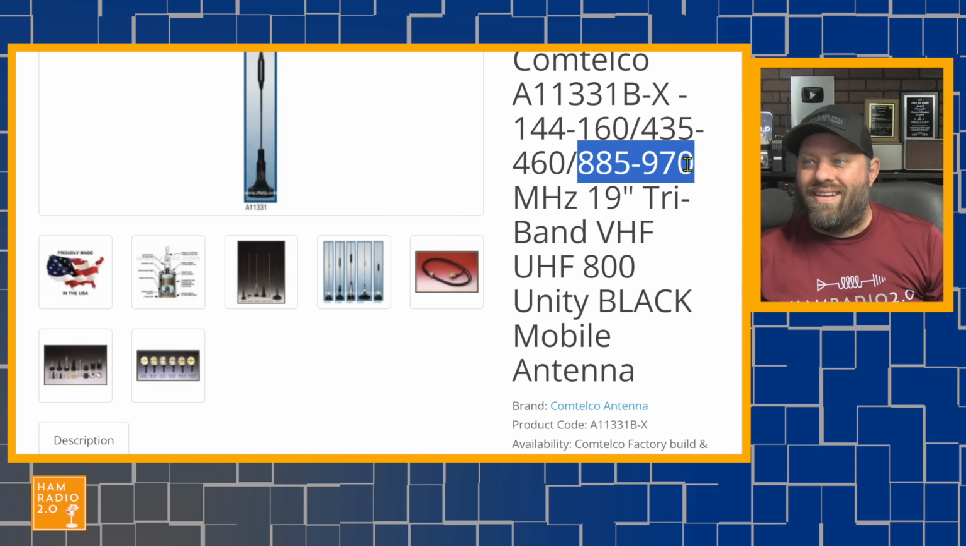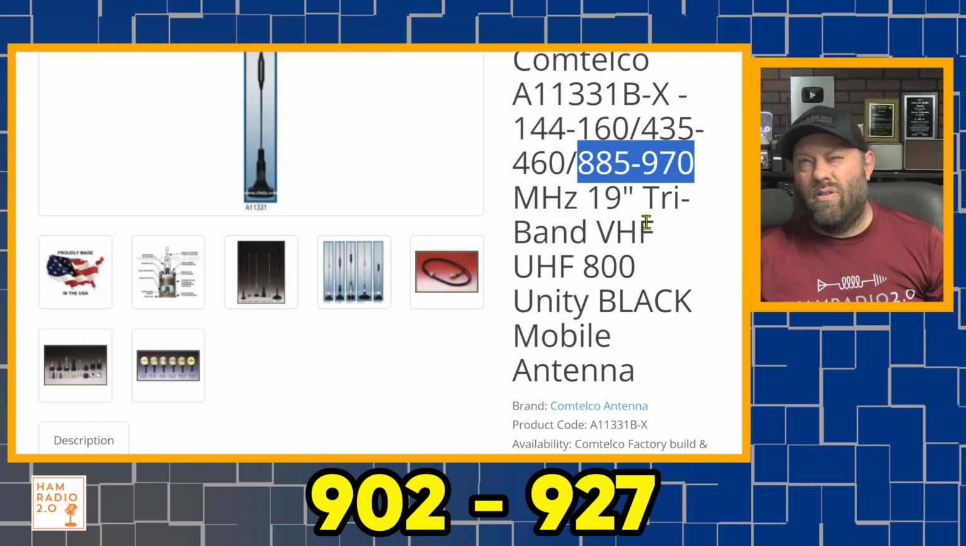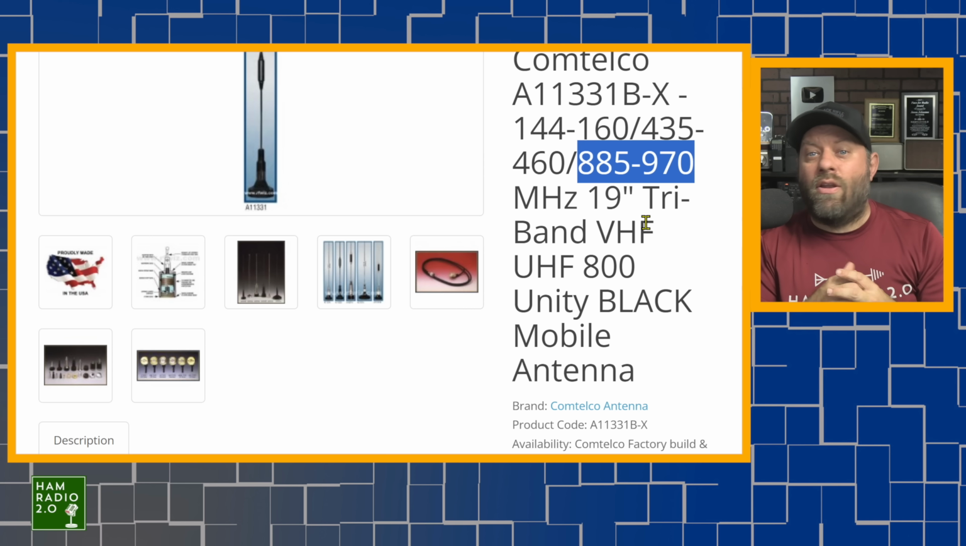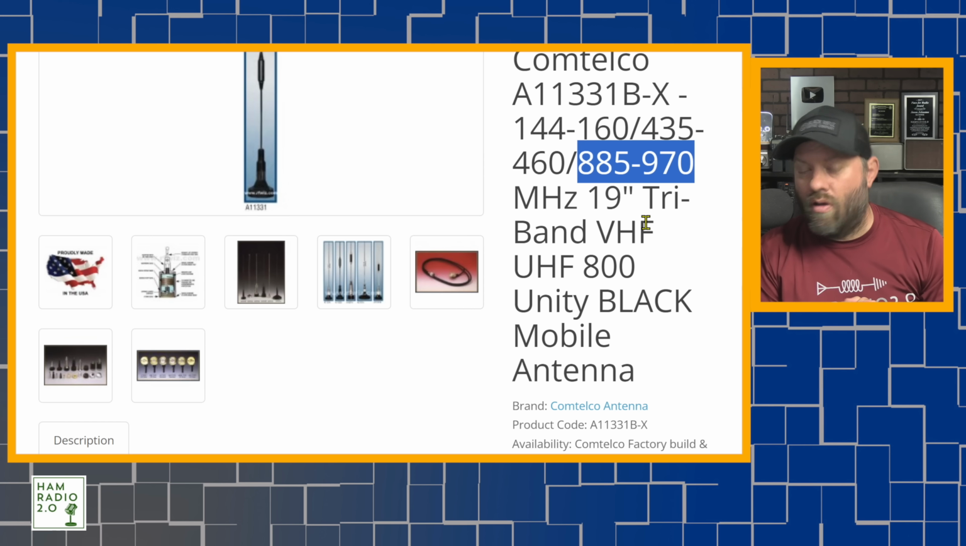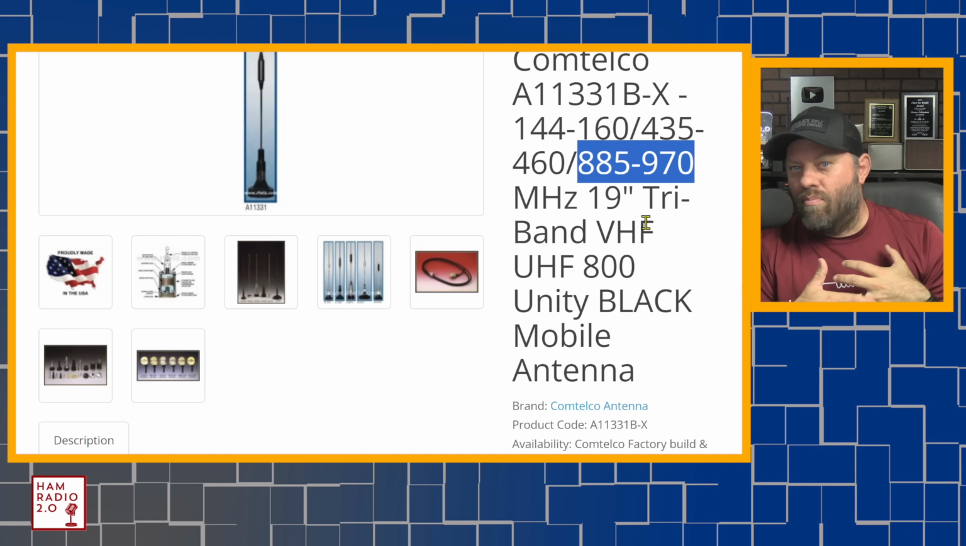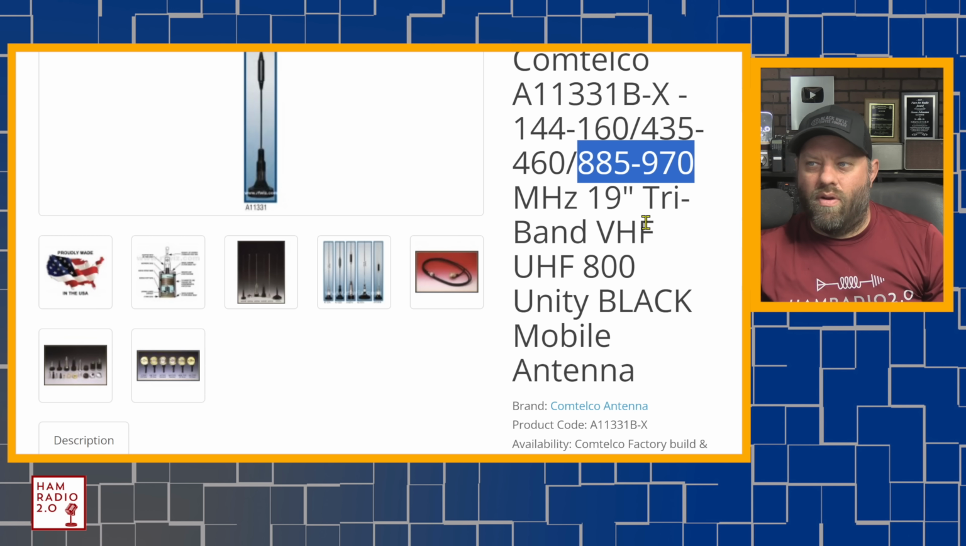But this antenna covers the 900 megahertz band on amateur radio as well. It covers 885 to 970 megahertz. The 900 megahertz band on ham radio is 902 to 927, I think is what it is. So if you have any 900 megahertz repeaters in your area and you're able to pick up a 900 megahertz radio for not very much money on eBay, this has excellent performance for 900 megahertz. And then if you've got multiple bands, you can switch it back and forth if you want to do that.